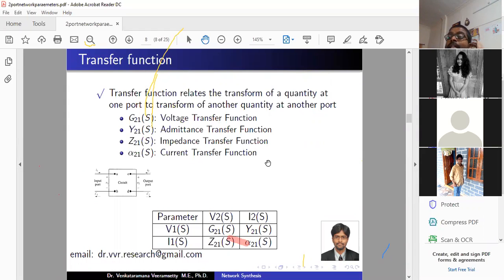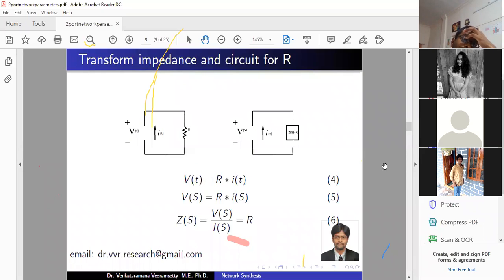Whereas in the case of the transform impedance or the transform admittance, we are trying to correlate the quantities within the same port: V1 of S by I1 of S, or I1 of S by V1 of S at the same port. But here it is not like that. We are trying to correlate the different ports, first port to second port and second port to first port. So this is called the transfer function. We will go through some small discussions.